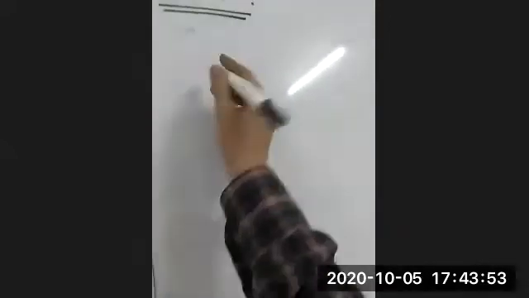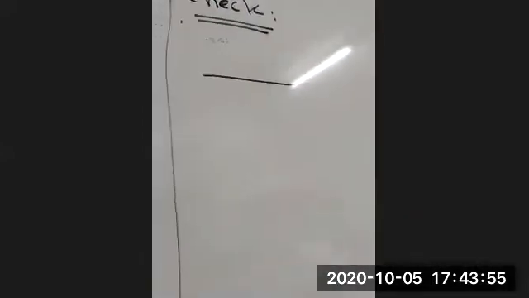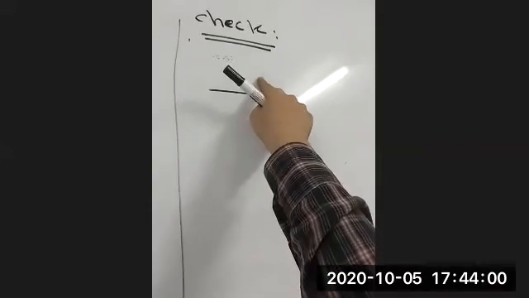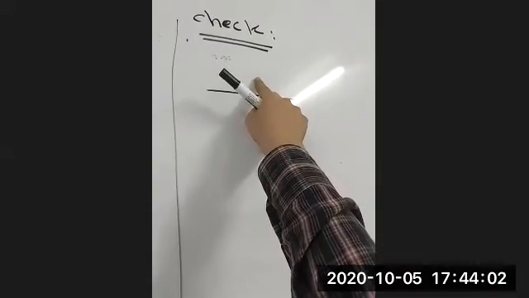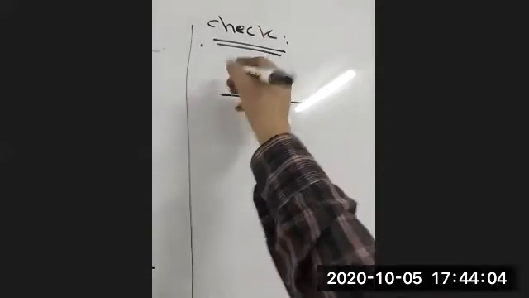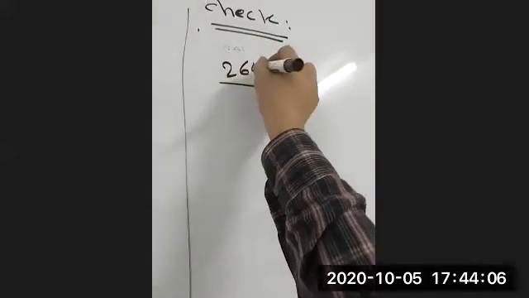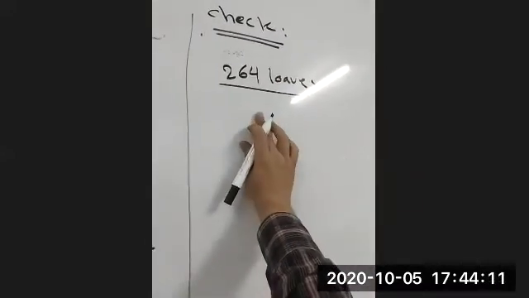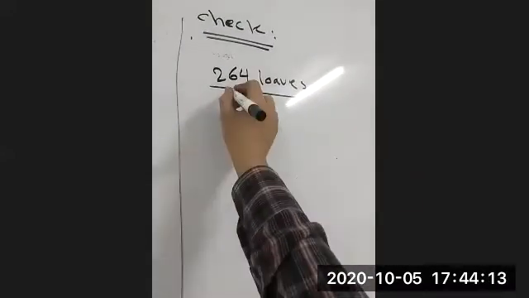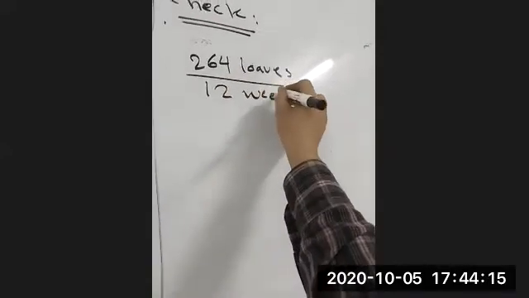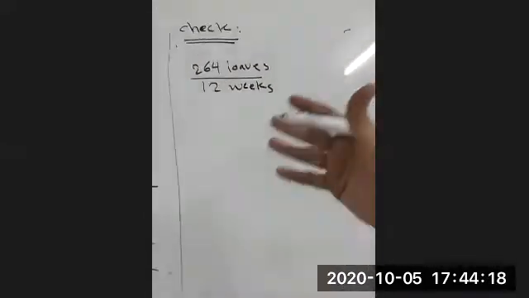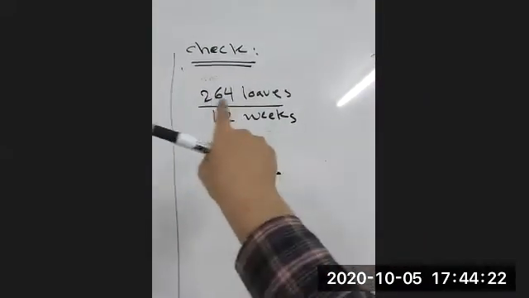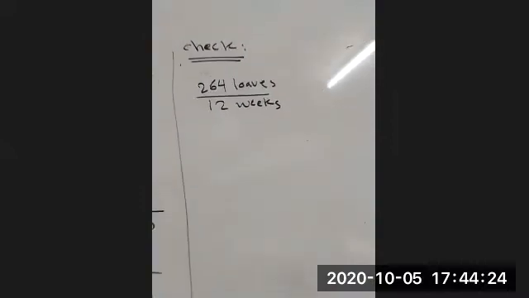Let's prepare the first rate, guys. How many loaves, Amer? 264 loaves. 264 loaves in how many weeks? 12 weeks. This is the first rate. So this bakery, in 12 weeks, sold how much, guys? 264 loaves. Continue.